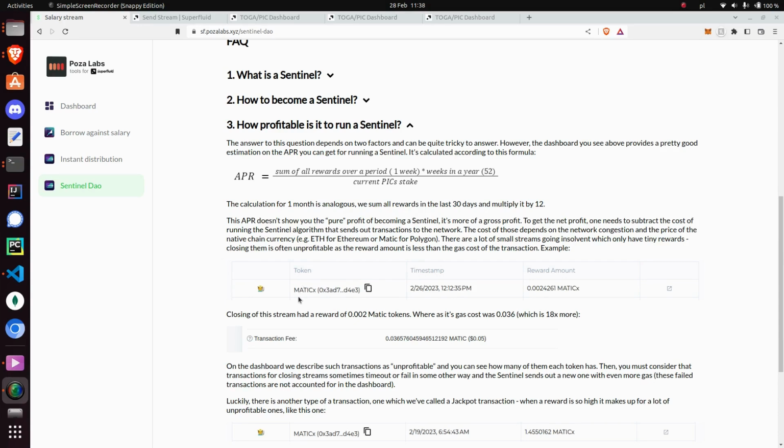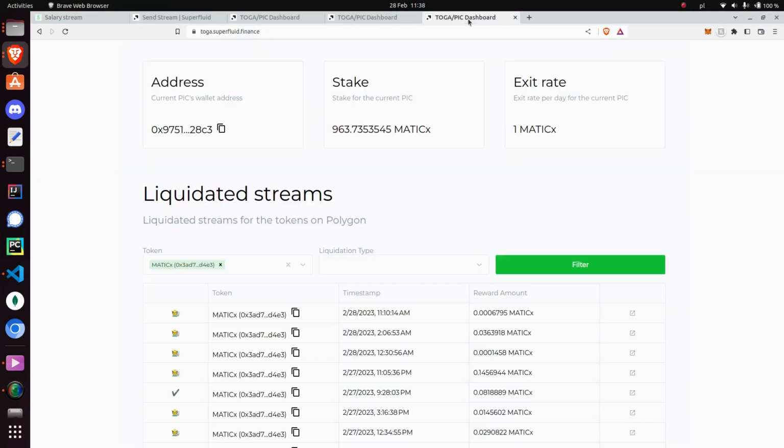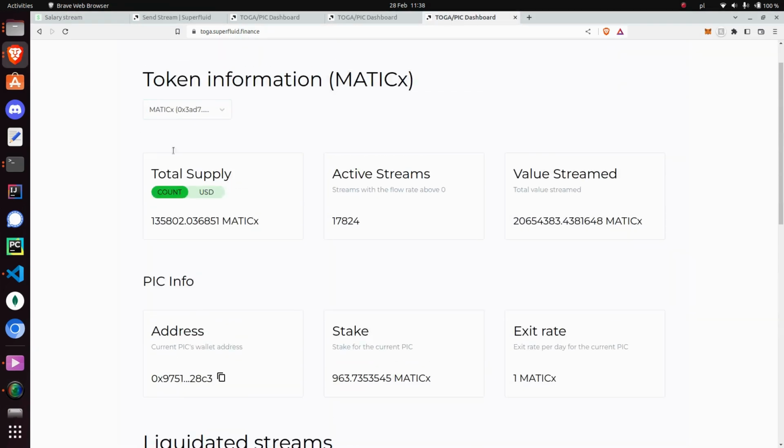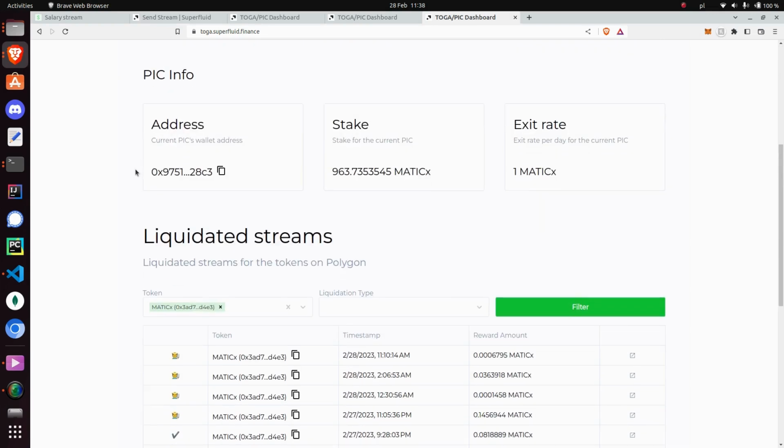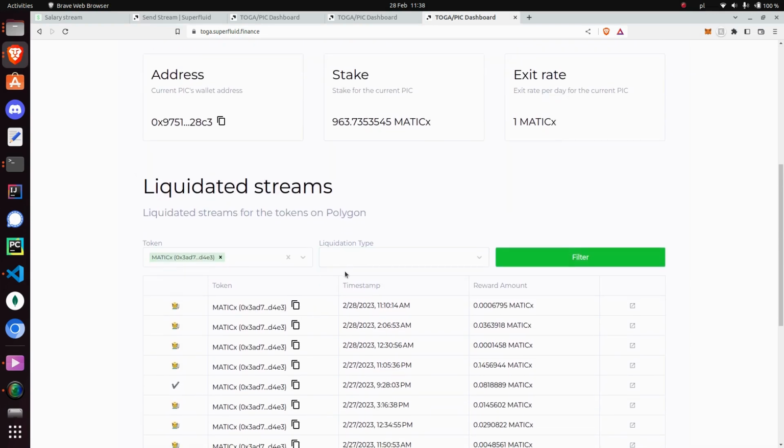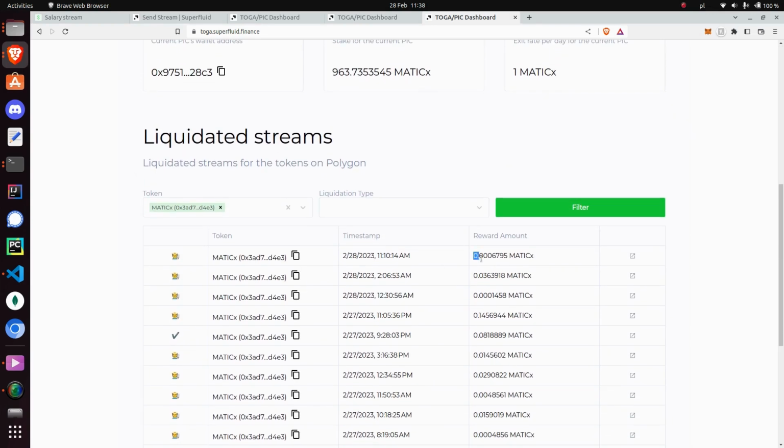There are also some other factors that you need to consider. So let's take Matic X, for example, the super token for Matic. When you go to the Toga dashboard, you can see the recent liquidations for that token. And for example, let's just take the latest one. You can see that the reward for liquidating the stream was very tiny. You could even say minuscule. It's like 0.006. So that's not really much.